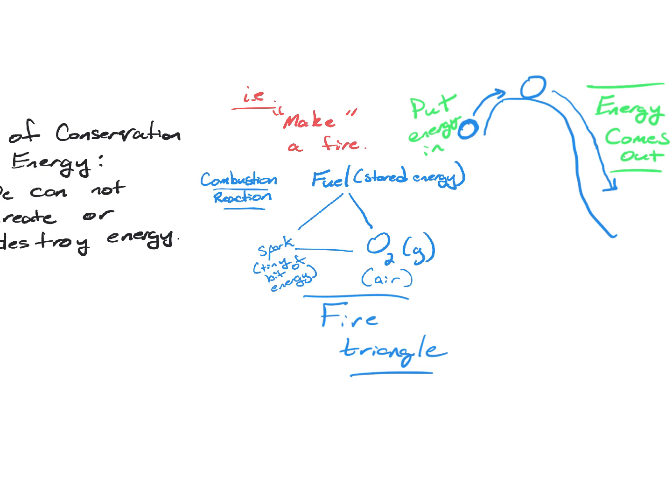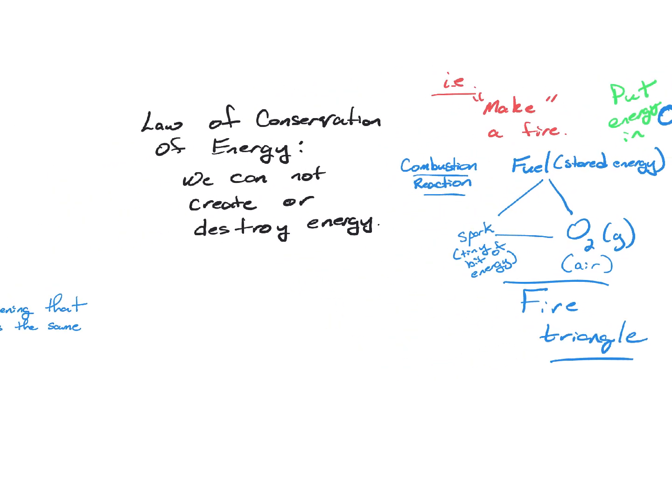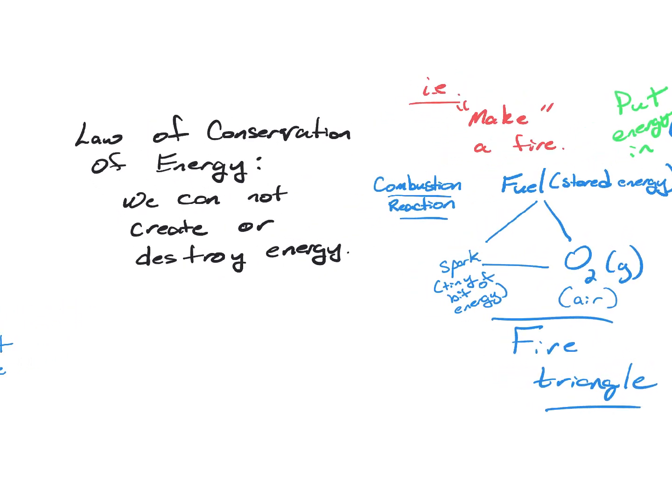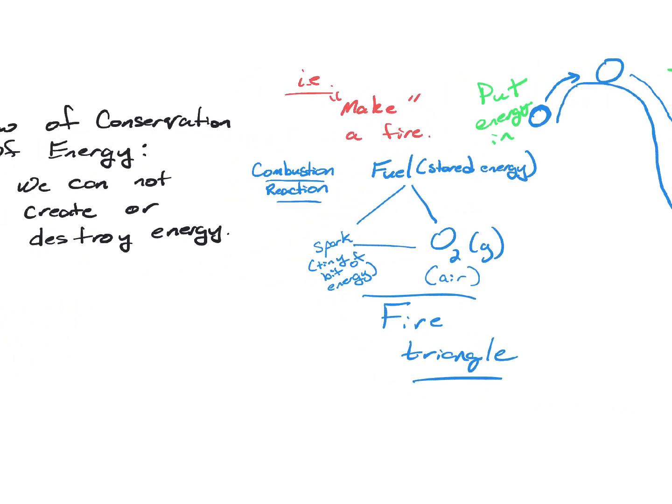Okay, so getting rid of oxygen stops the fire. Why? Because you need all three of these things. You need the fuel and the spark. And once you get the ball rolling, if you take away the oxygen, the reaction stops. So that's a good example of why we say everything can be explained with this law, that we can't create or destroy energy. Okay.